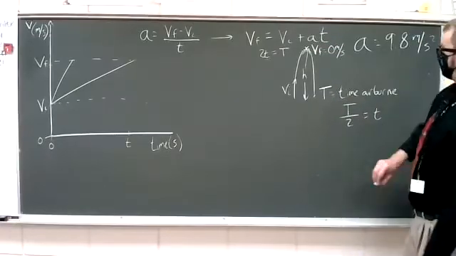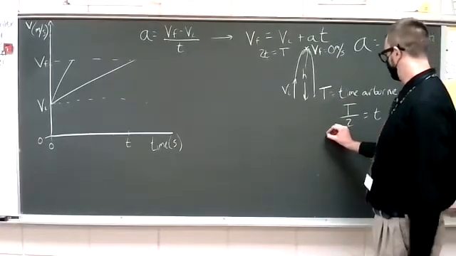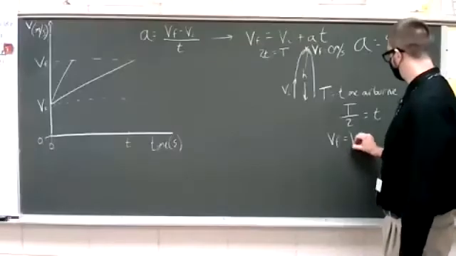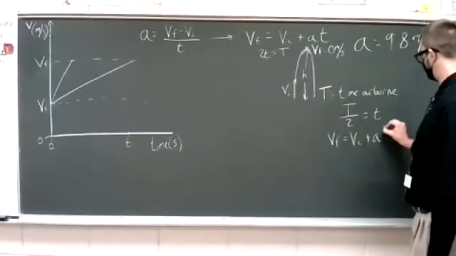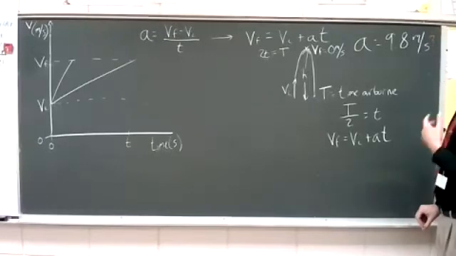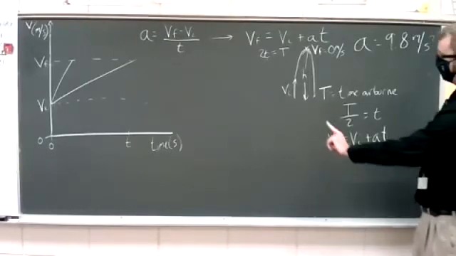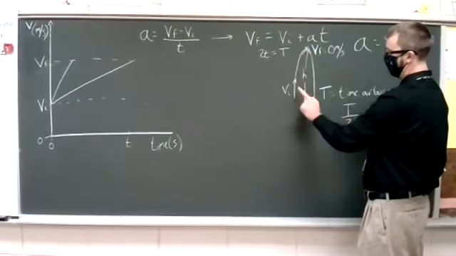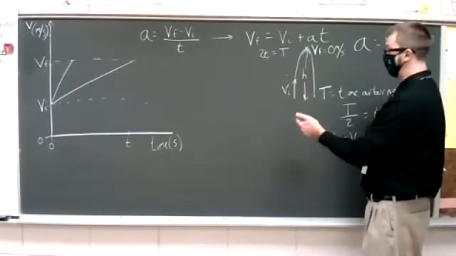And then we just plug it all in here. So it would be VF equals VI plus AT. An important consideration is that this initial velocity upwards, let's call it positive. Let's make our answer positive.